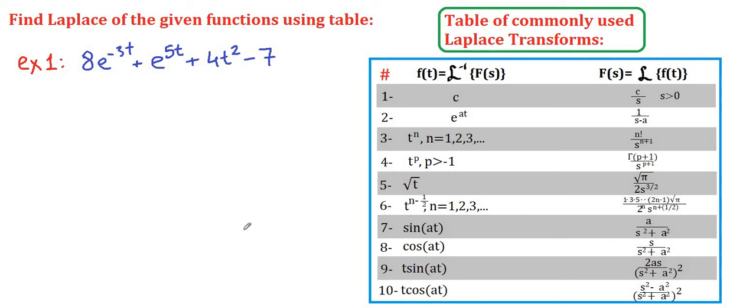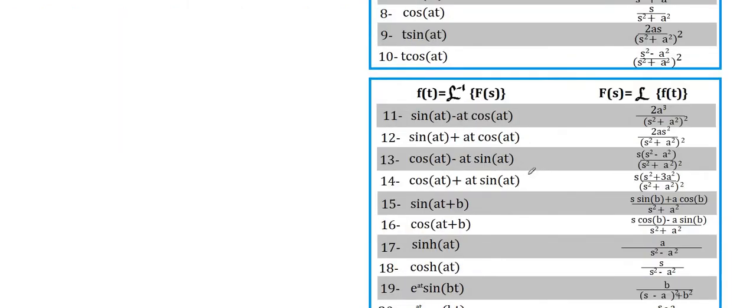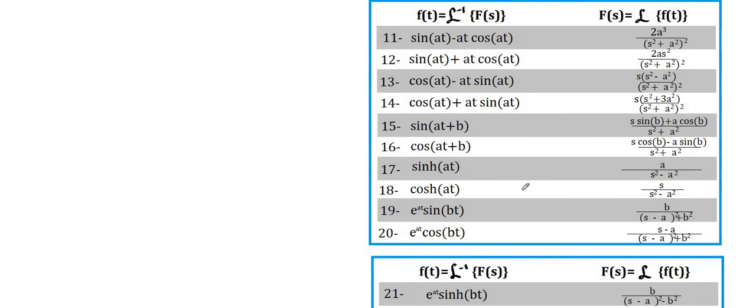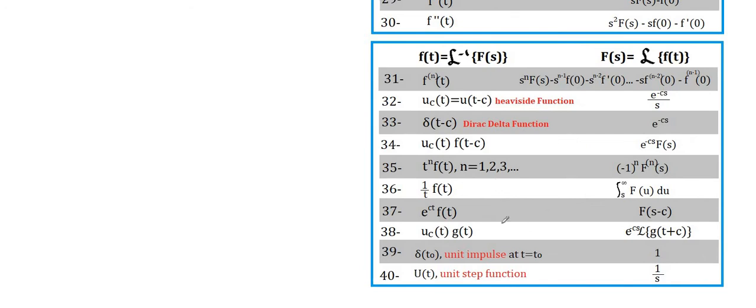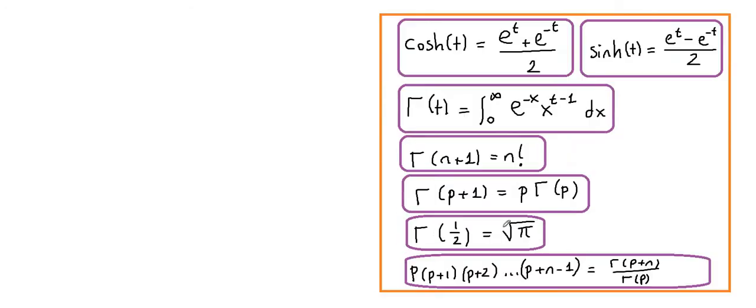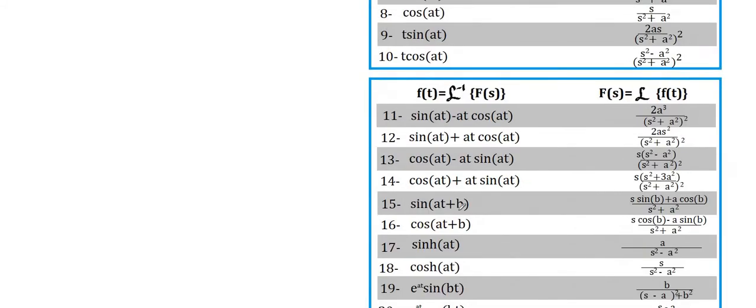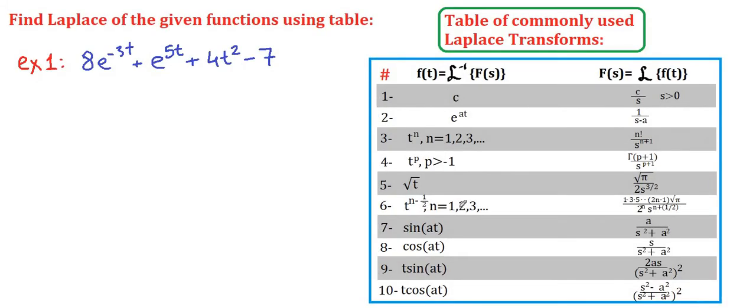Hello everybody. In this section, we're going to practice using the table of Laplace transforms. Here, I have prepared some formulas: from 1 to 10, 11 to 20, 21 to 30, 31 to 40, and some extra formulas: cosine hyperbolic cosh, sine hyperbolic sinh, and different forms of gamma functions. You can pause the video and copy them and follow with me.